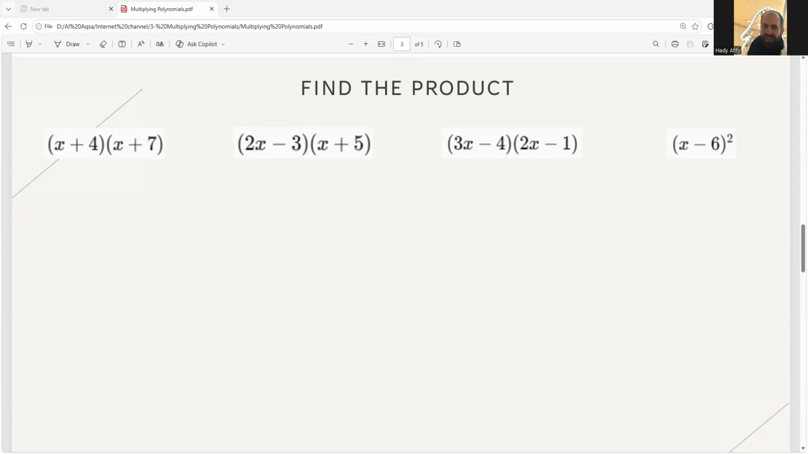So we're going to continue with the lesson. And in the previous video, we were discussing how to multiply monomials by polynomials. In this one, we are going to see how to multiply binomial by binomial.